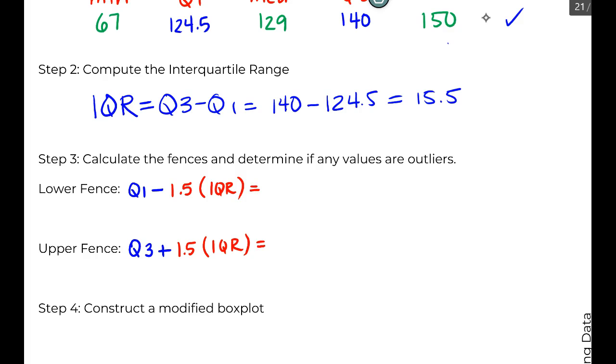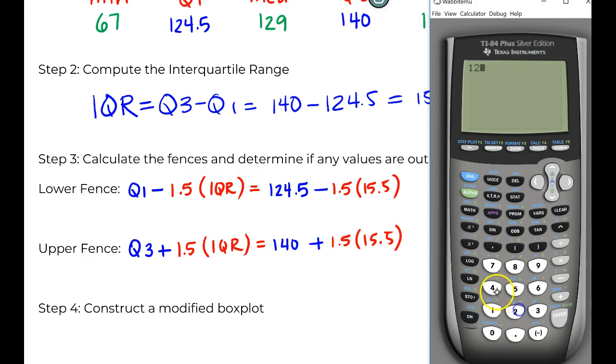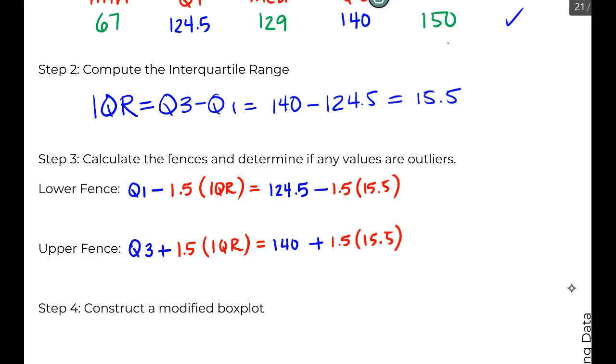All right, so Q1. This is the most common mistake, is students just grab the wrong piece. Q3, 140. Above, below. I said those backwards, but you get it. 1.5 times that 15.5. If you want, you could go ahead and calculate that piece first. Don't do that. I just type it all into my calculator as is and let the calculator handle the order of operations. Minus 1.5 times 15.5. 101.25. I'll use green.